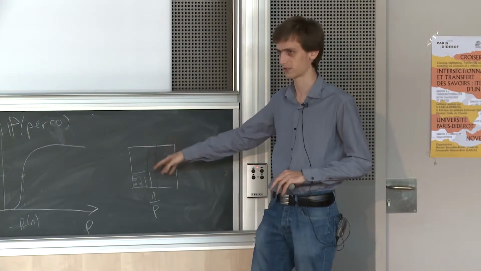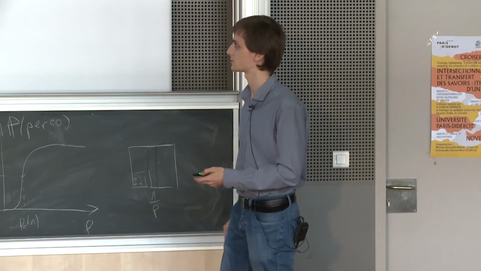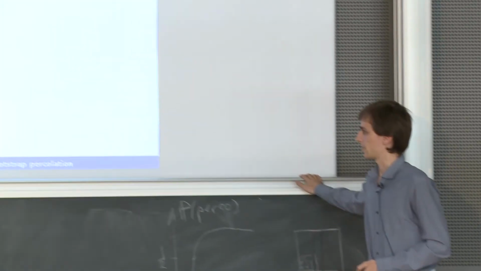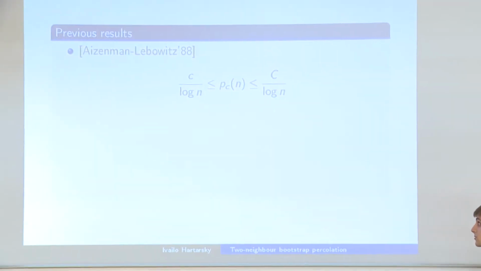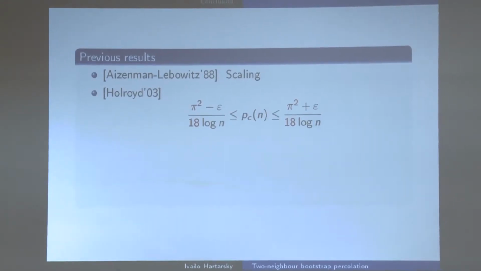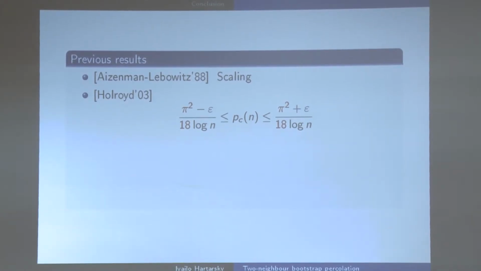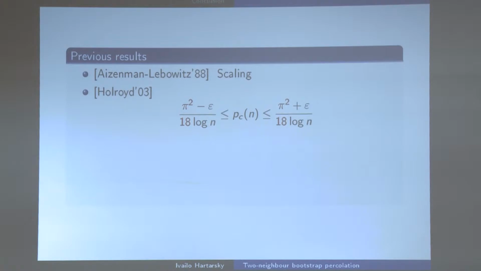You calculate the probability of this event happening, which is very easy, and you get this result. Okay, 15 years later came a breakthrough of Holroyd, who determined the constant, which turns out to be pi squared over 18, which is just some integral that happens to have a nice value, but we would be just as happy with 0.5 something. And the important thing is that he really introduced a lot of new techniques to the domain to prove that.